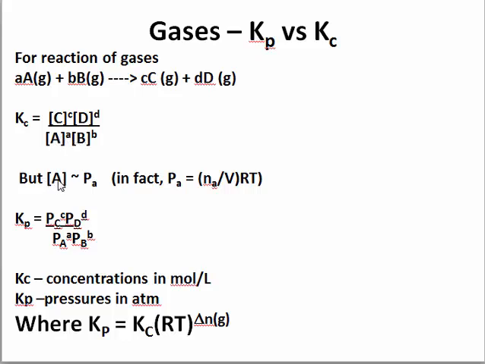However, the concentration, moles per liter, of a reactant A is proportional to the partial pressure of that gas. In fact, you could solve for the partial pressure. It's equal to n over V times RT. And if you represent this as moles per liter, that is concentration times RT.